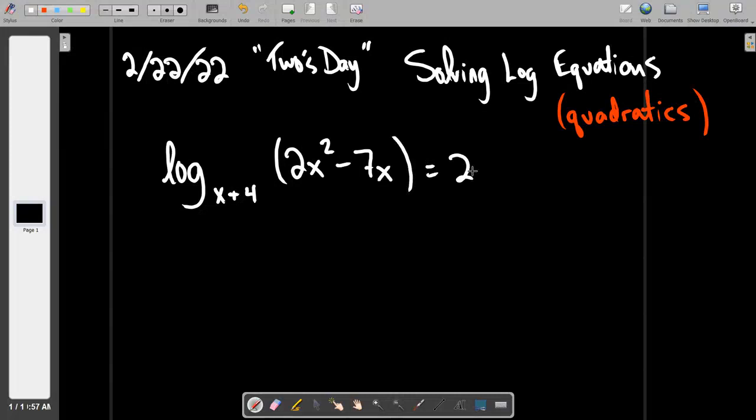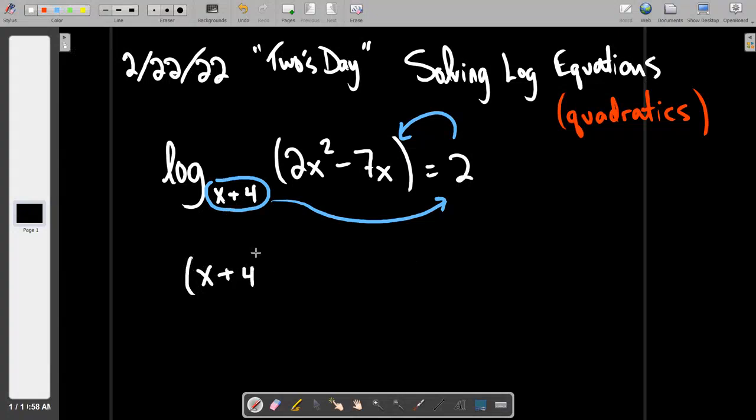There is no condensing in today's lecture. If you're still on last night's homework, you still have to do some more of that, but for today there is no condensing at all. You're given exactly what you need, and every problem is ready to go. I'll continue to draw it because I think it helps. I'm going to take the base to the power of the right side and set it equal to the argument, over and over again. So in its raw form, it says x plus 4 to the power of 2 is equal to 2x squared minus 7x.